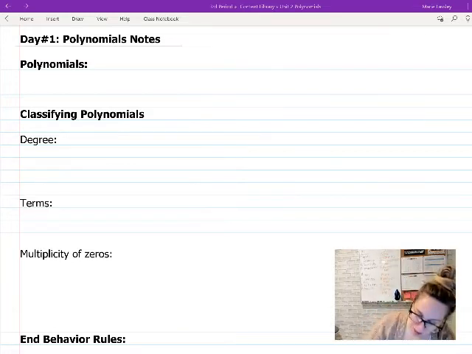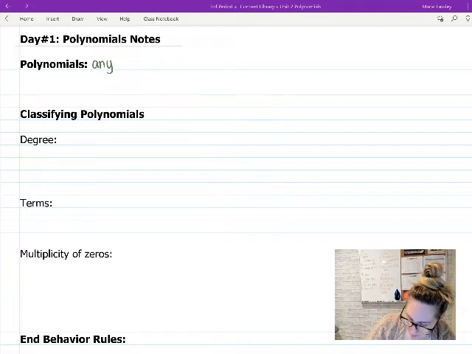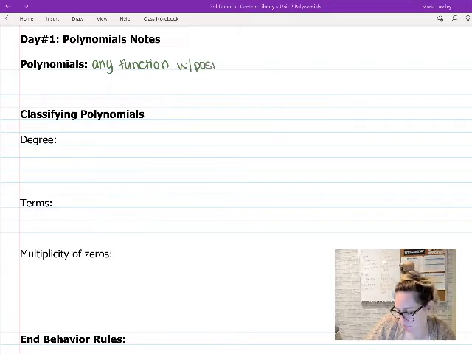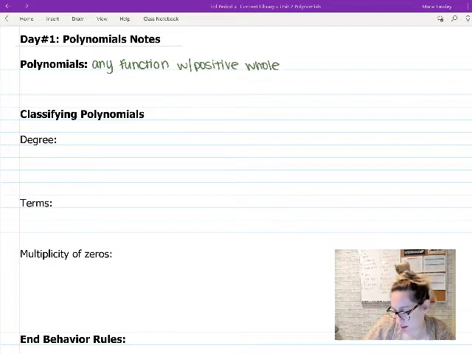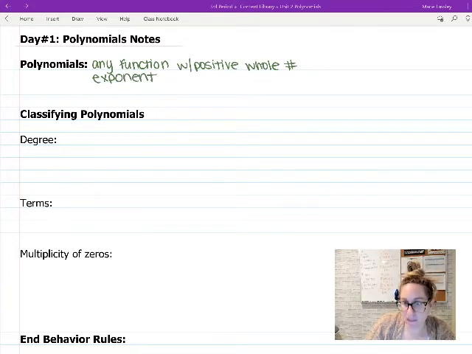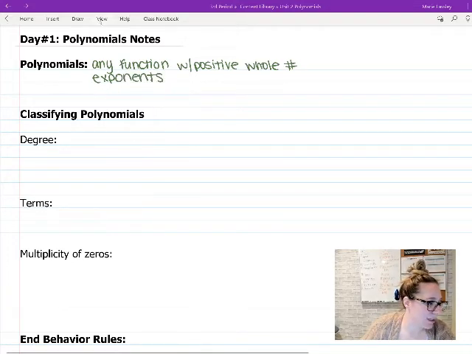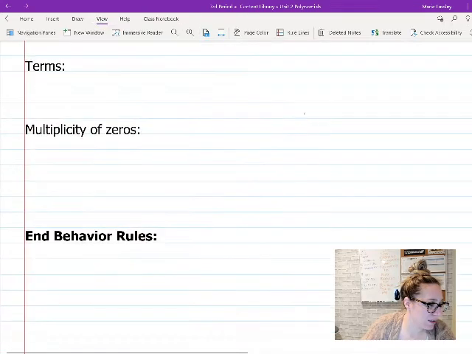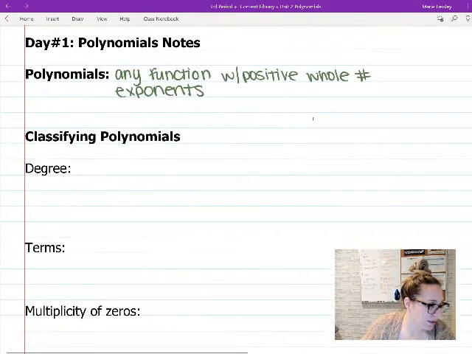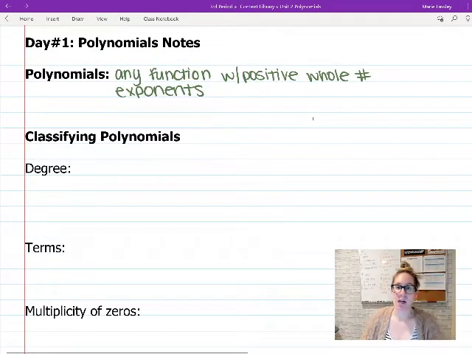Okay, so polynomial, this, like I said, is any function with positive whole number exponents. All right, and let's zoom this in a little bit. There we go. Okay, so that's a polynomial.